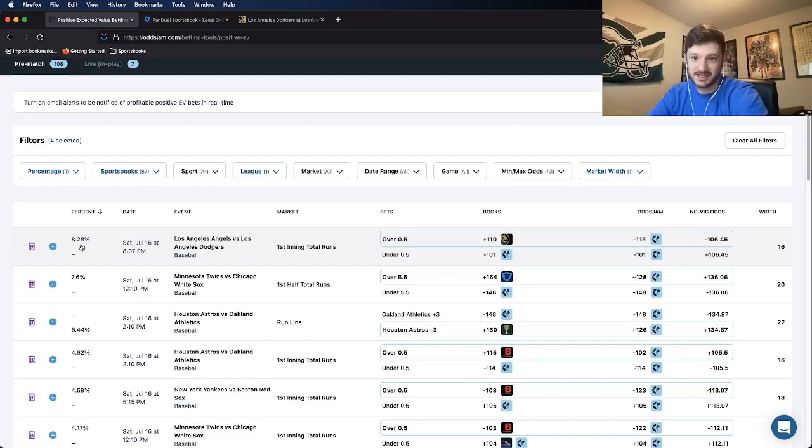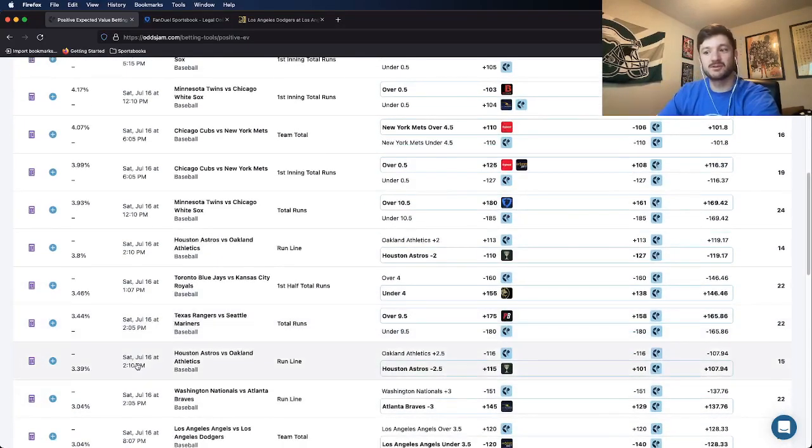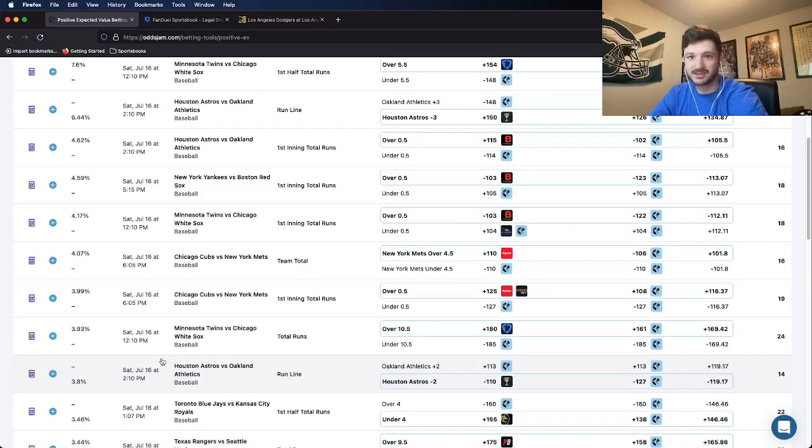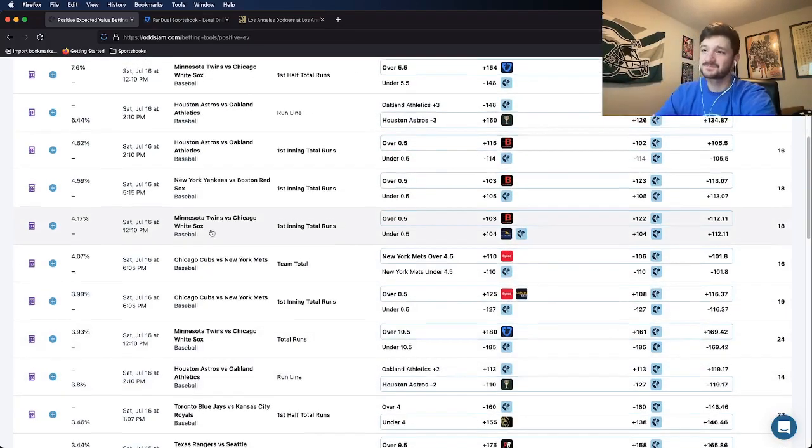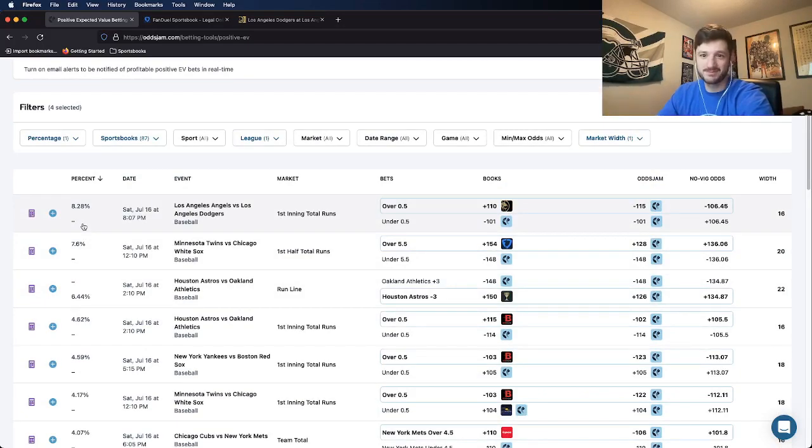So number one, the thing that stands out is this EV percent at 8.28%. It's just ridiculous. That basically means that every $100 spent on this bet, you'll figure to profit $8.30. And that's a lot. We see the majority kind of hover between 3 and 5, which is still good. I'll still 100% take those plays. But getting something all the way up at 8% is really good, assuming everything else checks out.